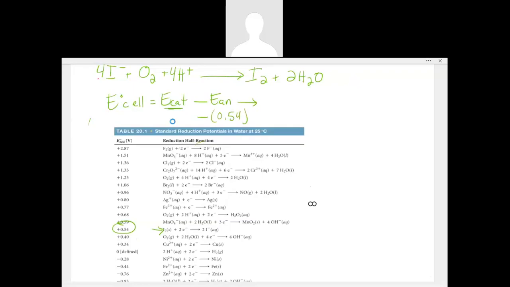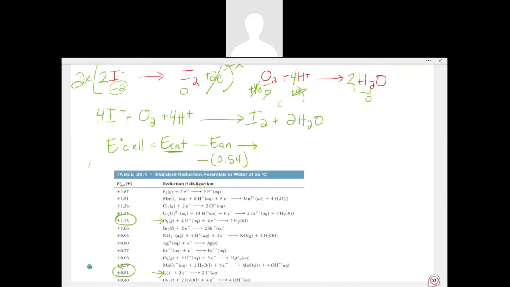And then my cathode, that was this equation. Where is it? Here. This 1.23. This is going to be my reduction equation. So I have O2, 4 hydrogens, 4 electrons, 2 H2O. That's what I see above. So I'm going to plug that in for my cathode here. So I'm going to end up with 1.23 minus 0.54. So my E cell, my cell potential for this specific voltaic cell will be 1.23 minus 0.54, or 0.69 volts.